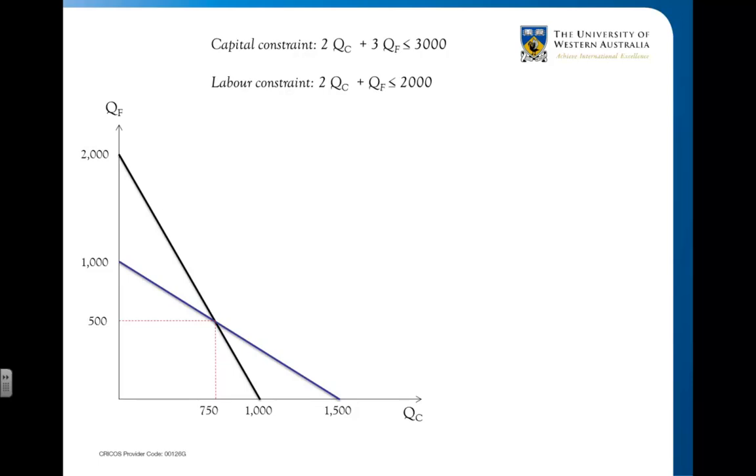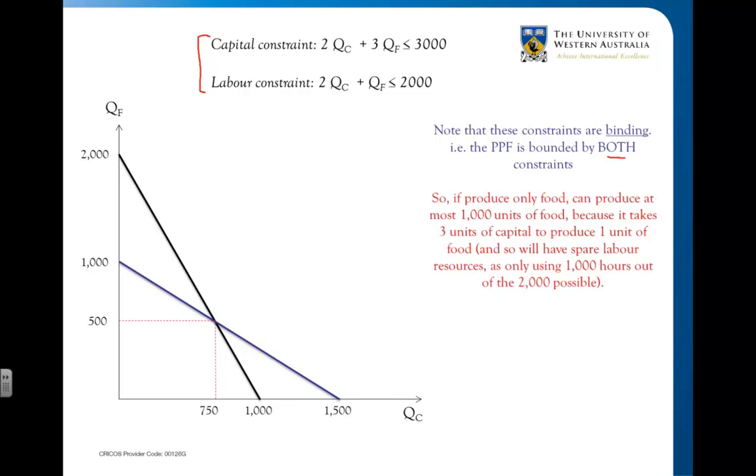Again, I'll just put the two constraint conditions there. And the thing about this is that the constraints are binding. Okay, in other words, the production possibility frontier is bounded by both constraints. Now, what I mean by that is this. So if you produce only food, right? So let's focus on this one here. You can produce at most 1,000 units, remember? Okay.